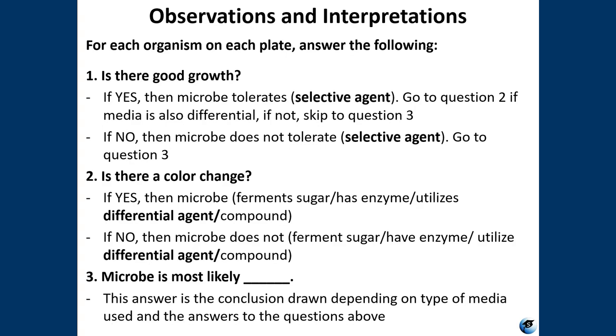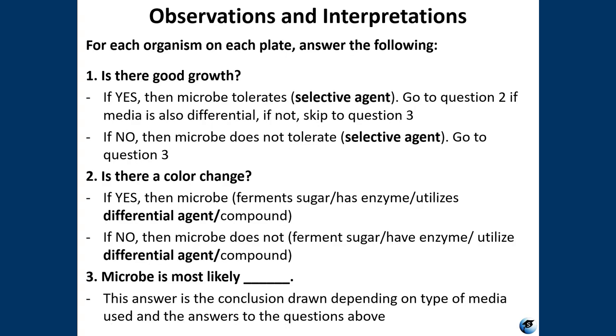If you have good growth, then it probably means that it is the type of specimen that media selects for. So, for example, if you have good growth on mannitol salt agar, then that probably means that you have a gram-positive cocci that's halotolerant. Okay, so that's just an example.